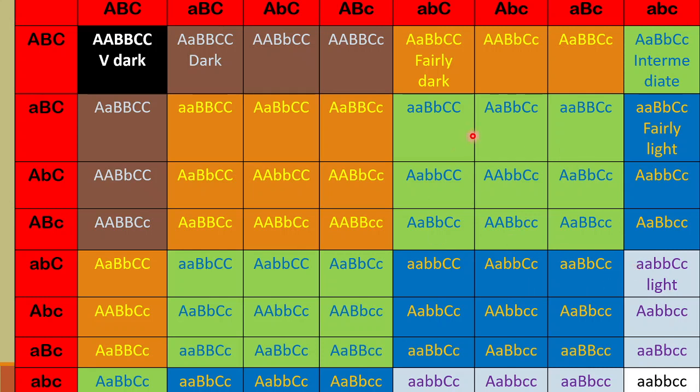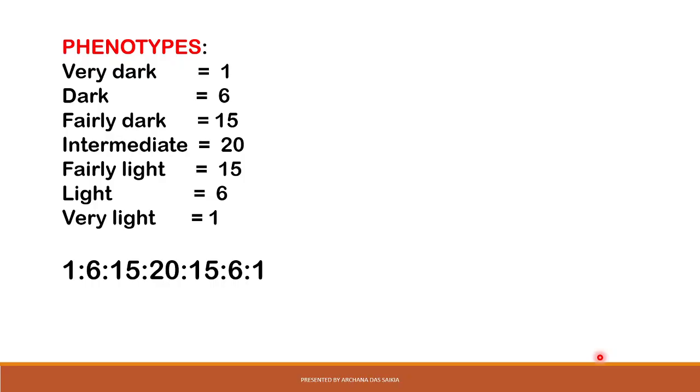So in nature, you will find all these different combinations. They exist in the human population, and that gives us the different skin colorations. So this was the concept on polygenic inheritance and pleiotropism, two different concepts which we got to learn.